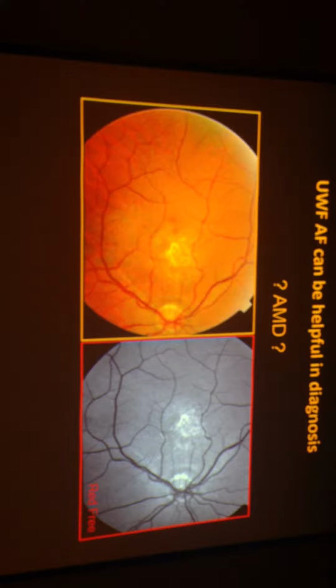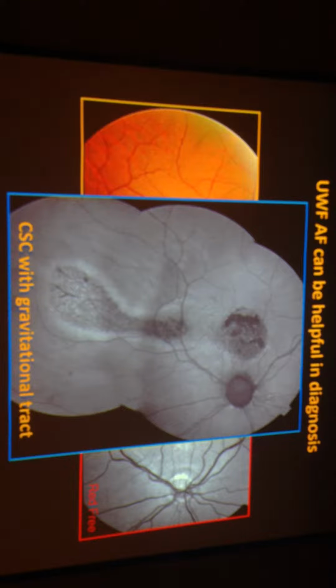So in CSC, sometimes the ultra-wide field autofluorescence can be helpful in diagnosis. For example, in this case, we may be quick to say that this is AMD. However, if you do the ultra-wide field autofluorescence, you can see an area of a gravitational tract, and this will help you change the diagnosis to CSC.